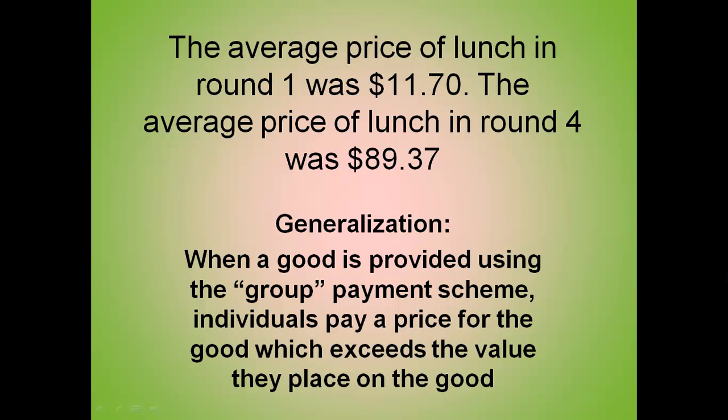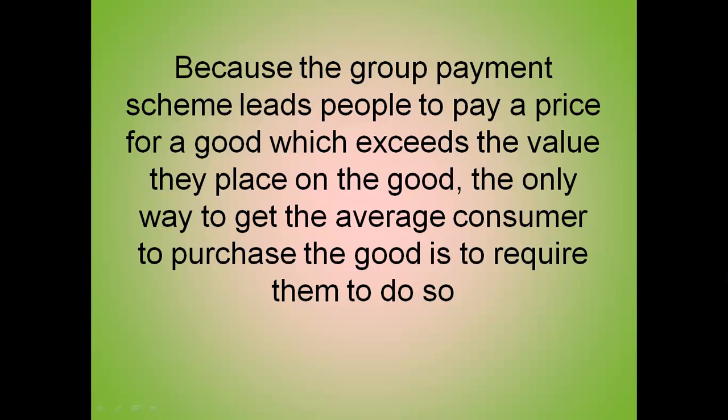Then we contrast the average price of a meal in round 1 with the average price of a meal in round 4. In this instance, the average student valued lunch at $11.70. By round 4, they were paying $89.37 for lunch. Of course, if you pay $89 for lunch, that leaves a lot less money to purchase other things which you enjoy. Almost everyone agrees they don't want to pay $89 for lunch. Then we note that most of them, given the opportunity to choose between group pay and private pay, chose private pay. In fact, most of them never want anything further to do with the group pay system.